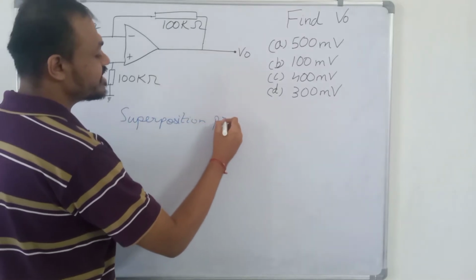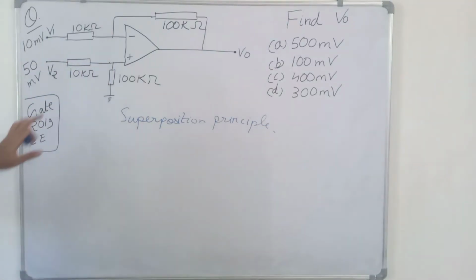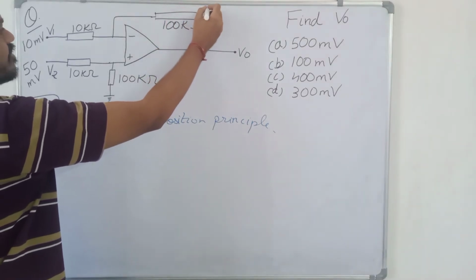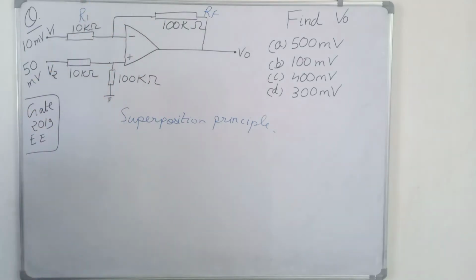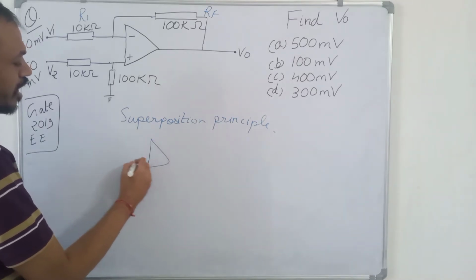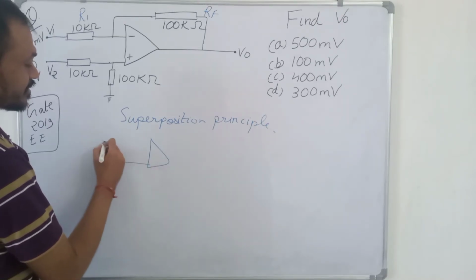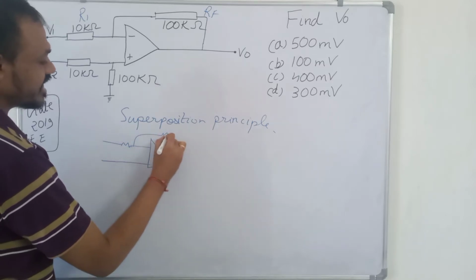So for the superposition principle, first we will consider only the voltage V2. If we consider only the voltage V2, then we have to ground the voltage V1. This resistor is called the feedback resistor RF. This is R1. So as per the superposition principle, this is a non-inverting op-amp, this is resistor R1, this is resistor RF.